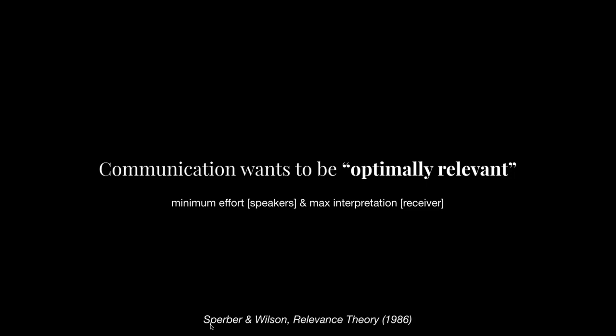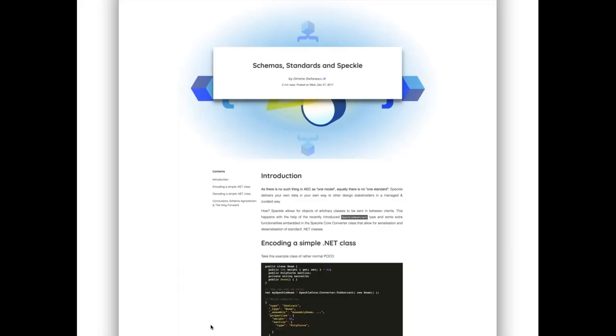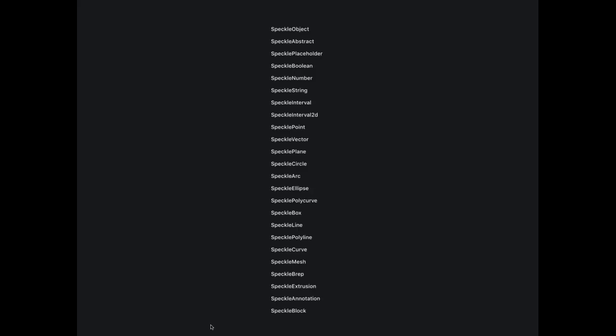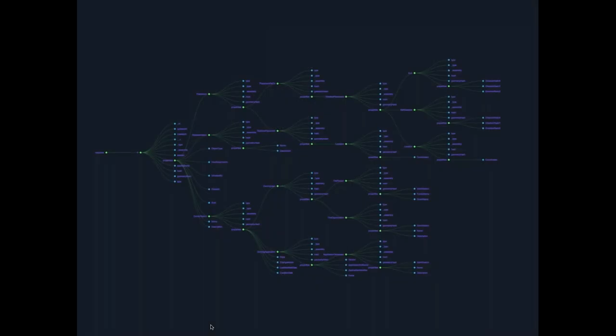I'm also writing a PhD thesis. This is something complicated: communication wants to be optimally relevant, which means it's always reducing itself once we're talking to each other. One complete standard cannot handle that. So the approach that Speckle takes is a very simple set of basic primitives, like Booleans, numbers, strings, and some standard geometry items, what you would expect, which look like this.